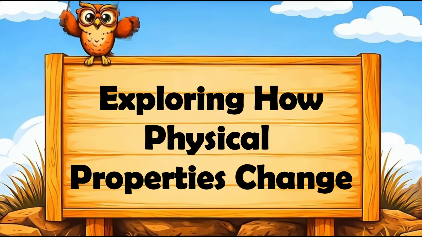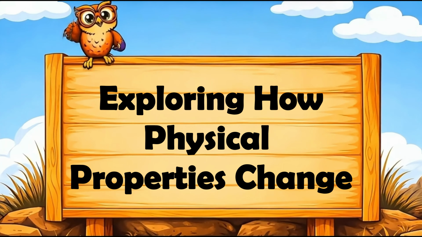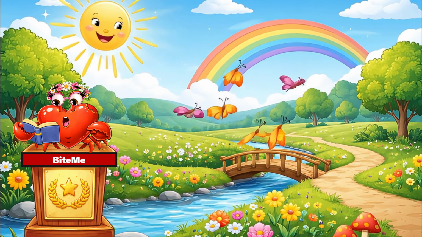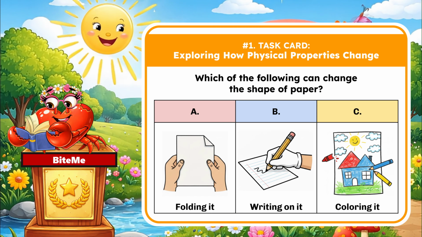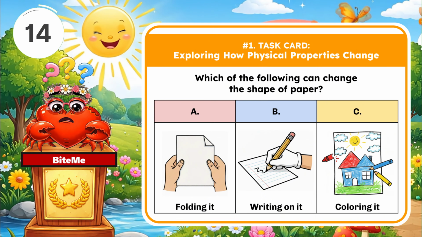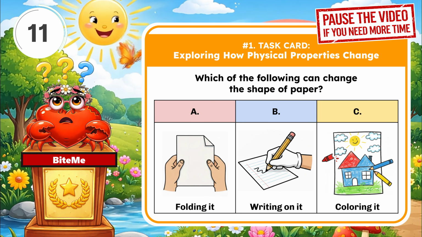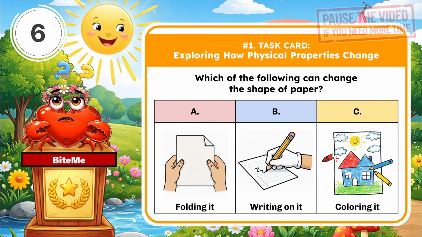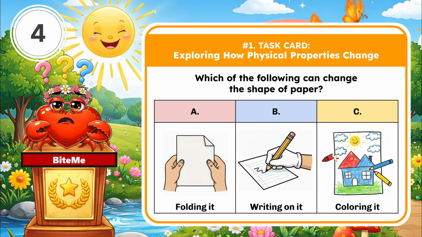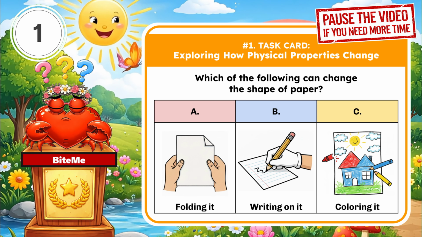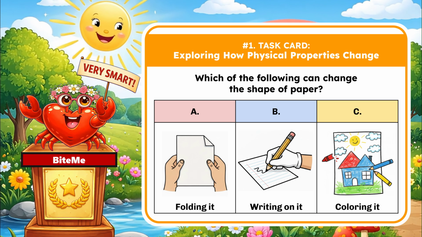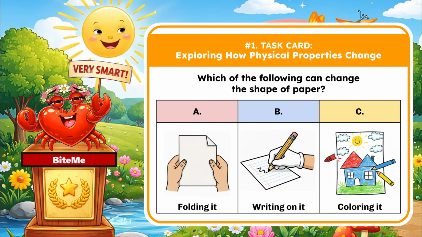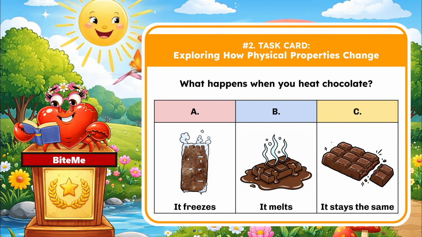Our lesson for today is all about exploring how physical properties change. Let's begin. Which of the following can change the shape of paper? And the correct answer is letter A, folding it. What happens when you heat chocolate?